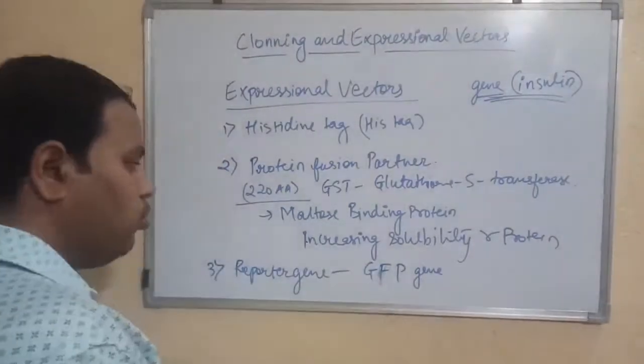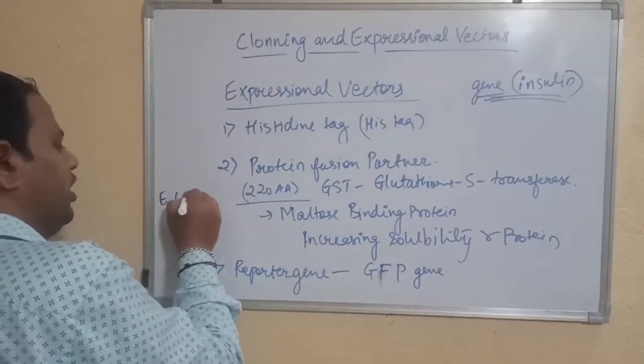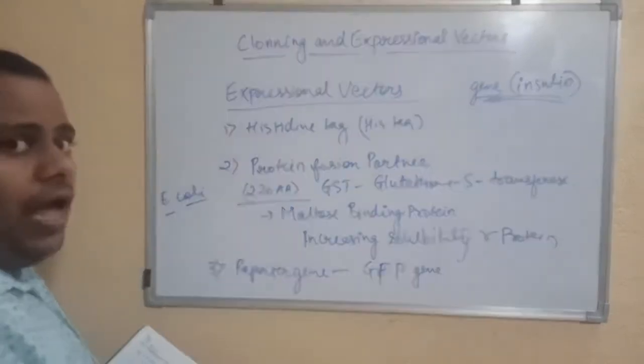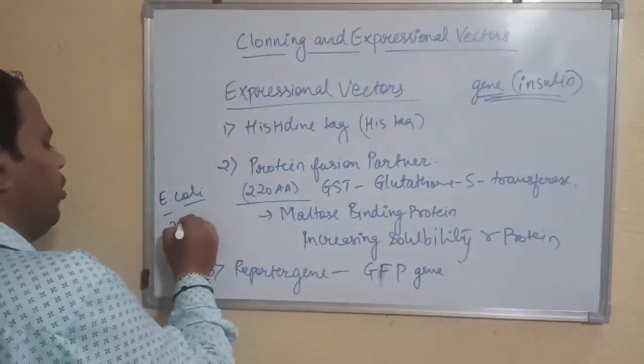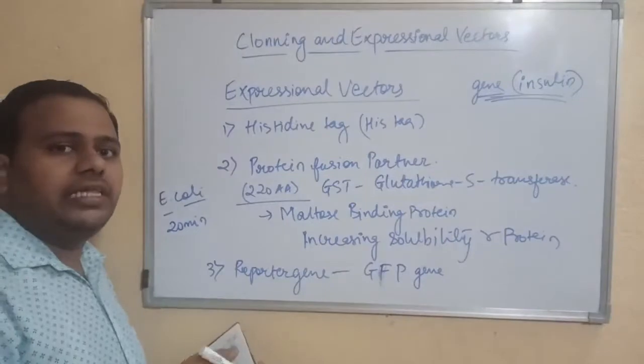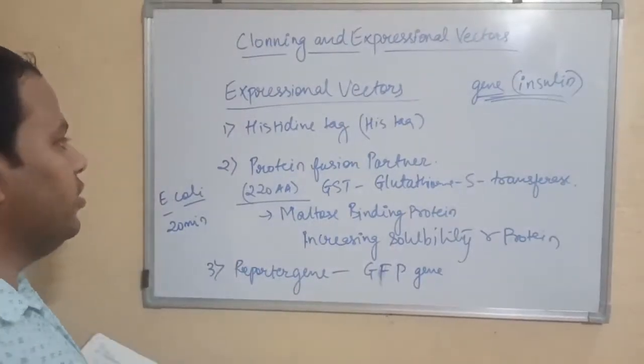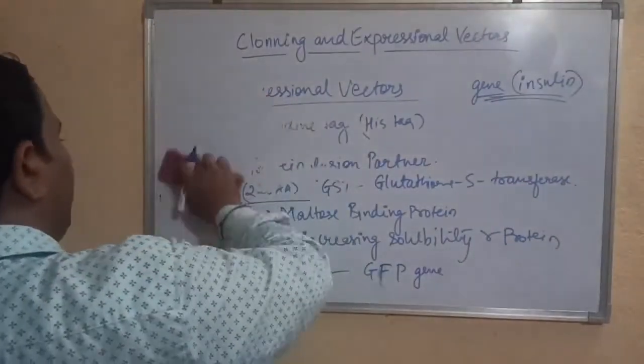So generally the most common expression vector that is used in genetic experiments is E. coli, as the regeneration time for E. coli is just 20 minutes and all the experiments can be easily performed in E. coli. Okay, so this was all about the expression vectors, the difference between cloning and expression vectors.